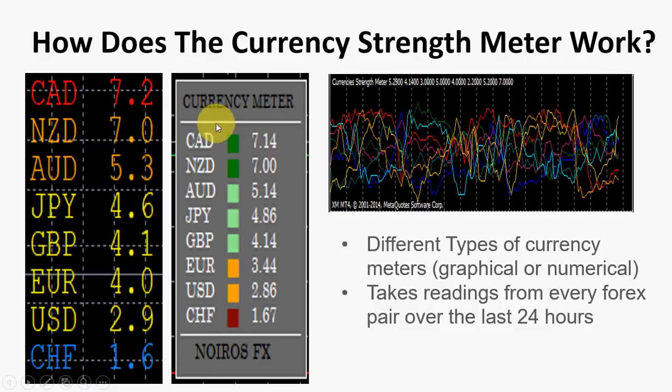So you see, if you look at the other monitor, this is another monitor from another developer, it is showing a similar figure as well. Canada is the strongest and Swiss franc is the weakest. By the way, these were taken at the same time.